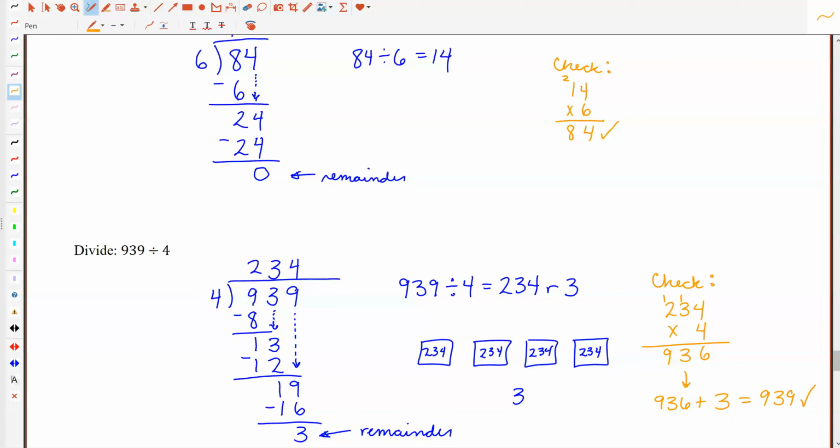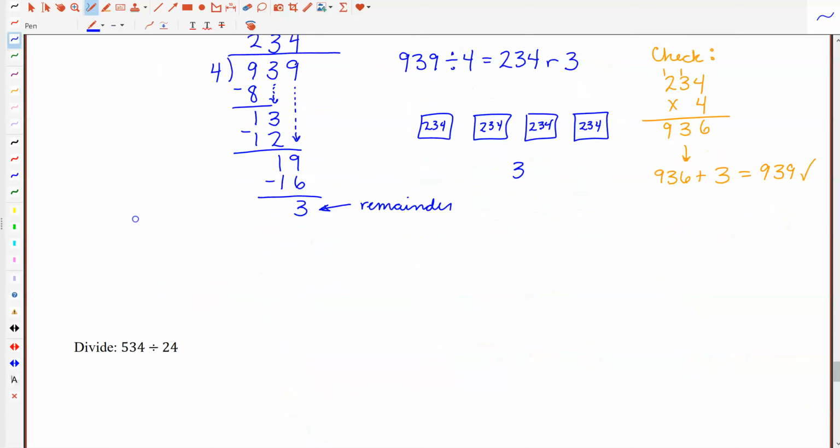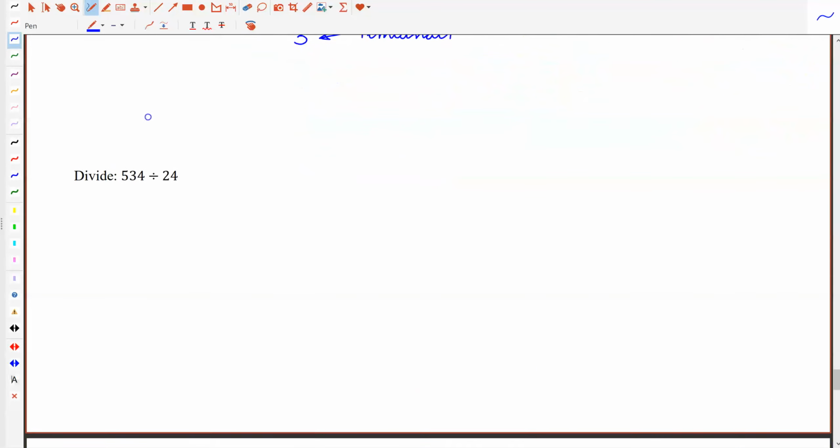Okay, so this is an example of a problem. The first one, it divided evenly, no remainder. The second one, it did not divide evenly. We did have a remainder we have to deal with. Both of those divisions involve dividing by a single digit number, which is considerably easier than if we want to set up a division problem where the number on the outside is longer, so maybe like 2 digits.